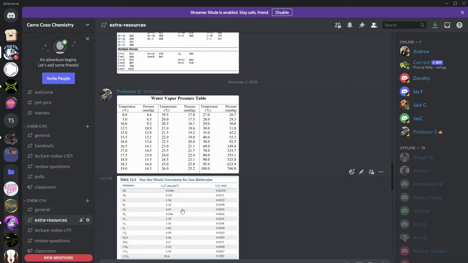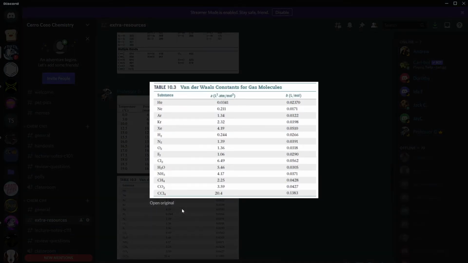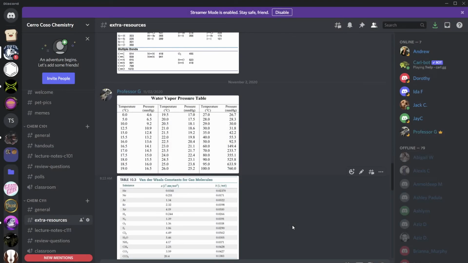And since we're here, later on we're going to need this table as well. This is going to be adjusting for different gases when we talk about deviation from ideal behavior, so when we talk about real gases as opposed to ideal ones. But we'll get there later.